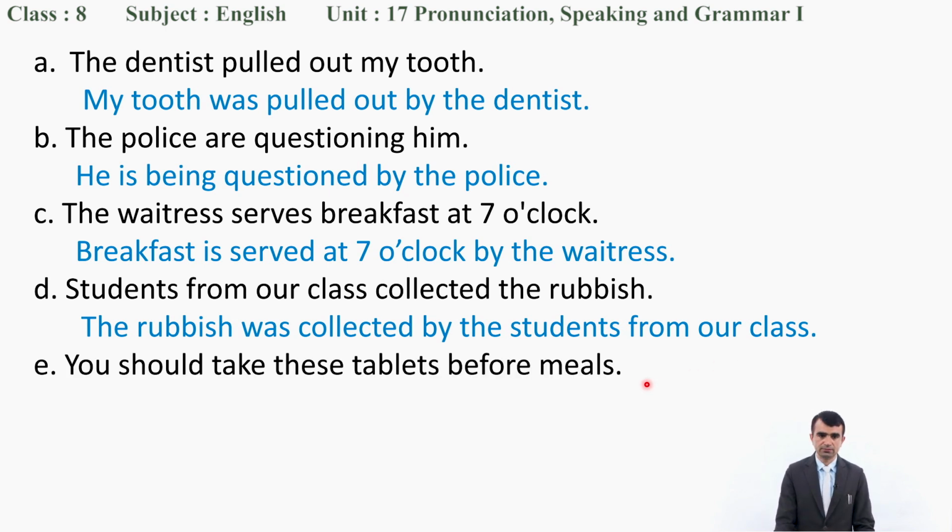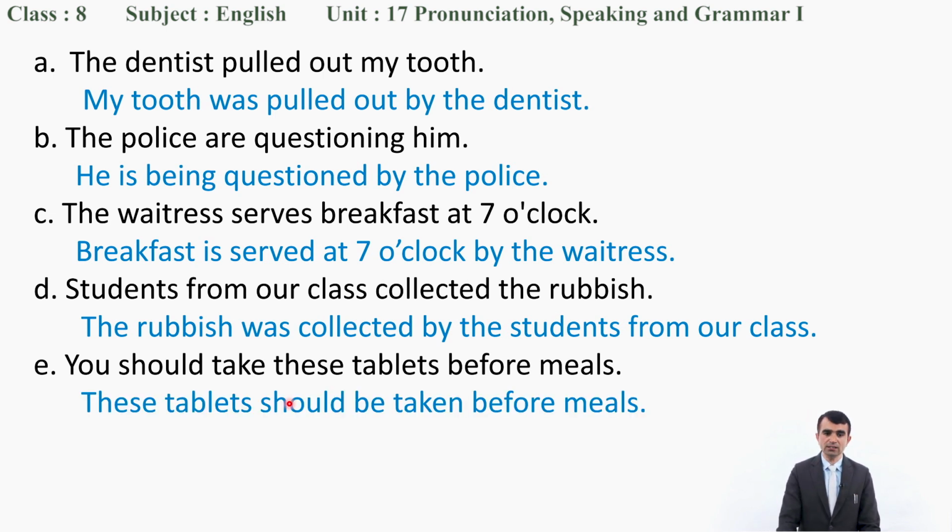Next, E. You should take these tablets before meals. Here you can underline the object, these tablets. You are the subject. So with the passive structure, these tablets should be taken before meals. By you is not necessary here, or you can also write these tablets should be taken before meals by you. Automatically you is understood.